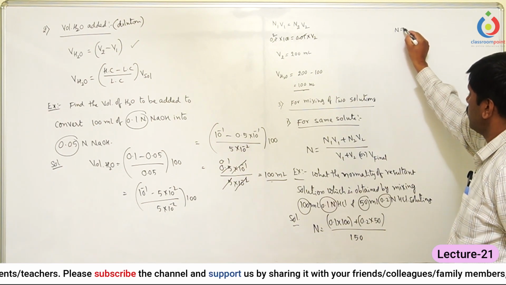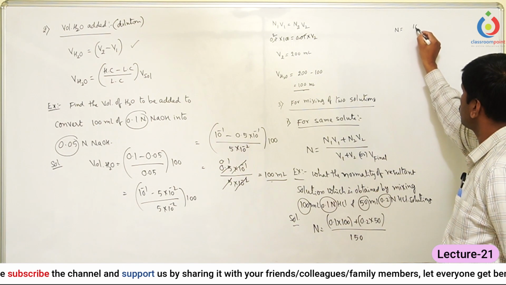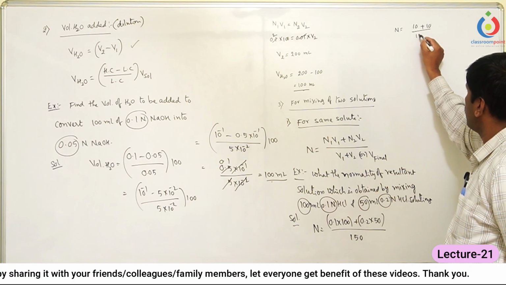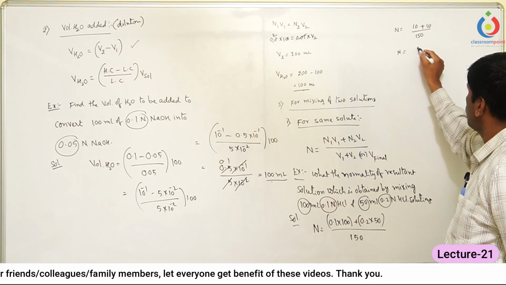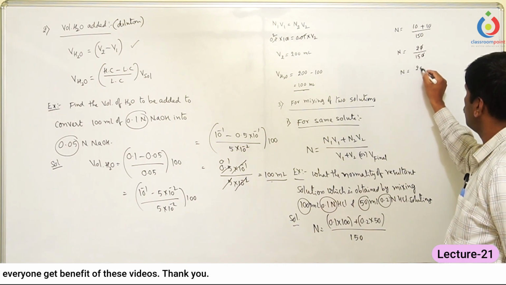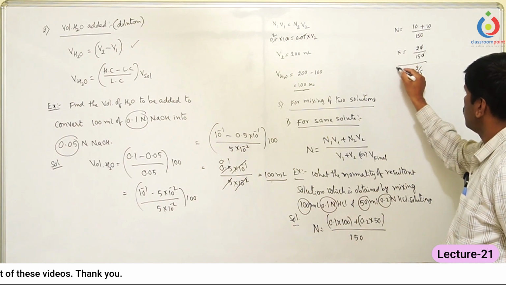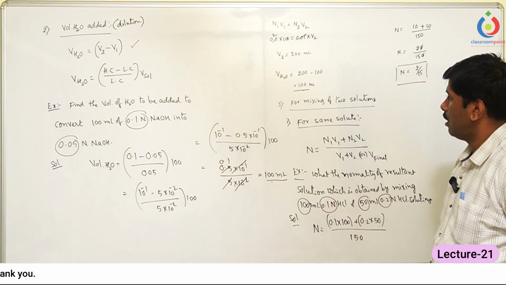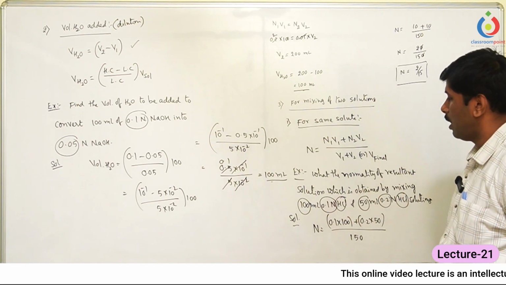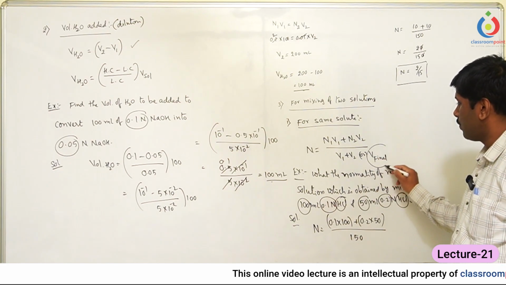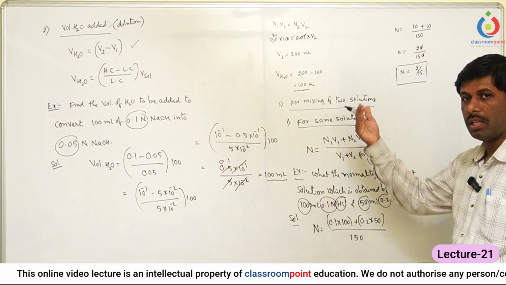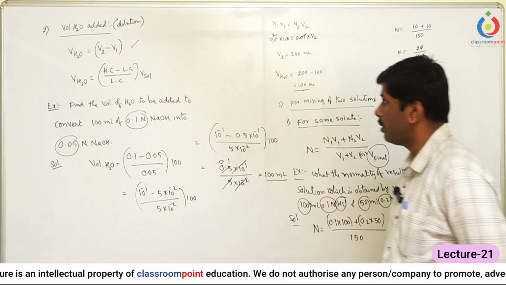Now the normality equals 10 plus 10, divided by 150. Normality equals 20 by 150, so the normality equals 2 upon 15. Like this we can calculate the mixing of two solutions where the solute is the same. Solute is same means here also HCl, here also HCl solution. Here we can use the final volume of the solution: if after adding, the solution is made up to some other volume, then we have to use this final volume term.